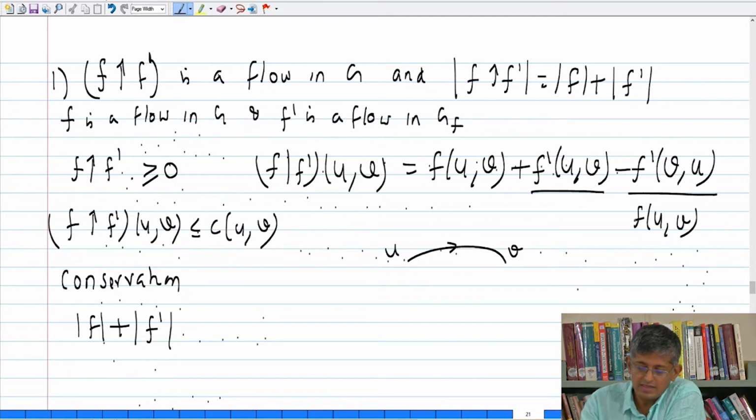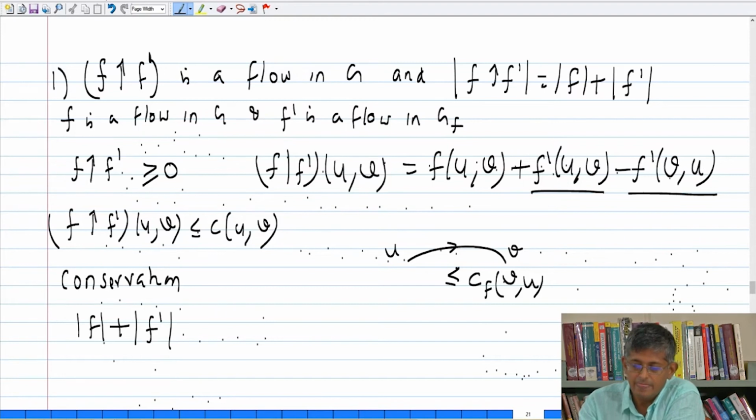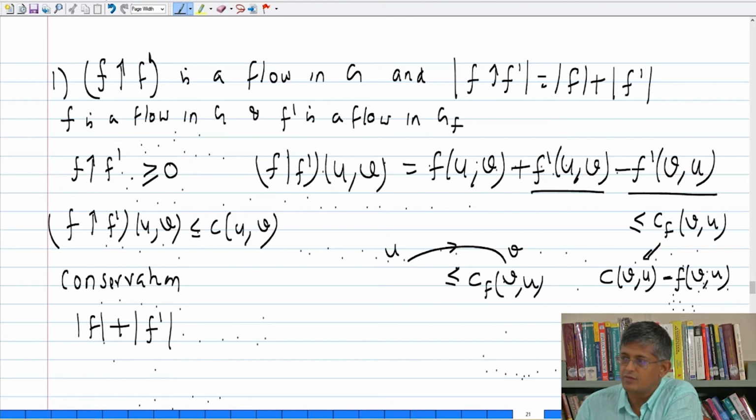I think that's not the way to say this. If you look at f prime, the value of this is upper bounded by the residual capacity c_f of v comma u. So let me write it that way. The first inequality is that this f prime of v comma u is upper bounded by the residual capacity in f of v comma u, and the residual capacity c_f of v comma u. There are two possibilities here. You might have written this as c of v comma u minus f of v comma u.